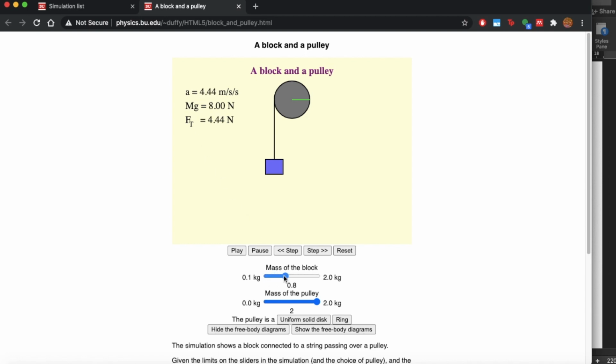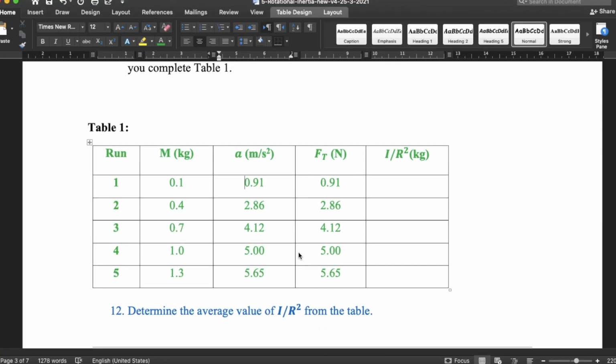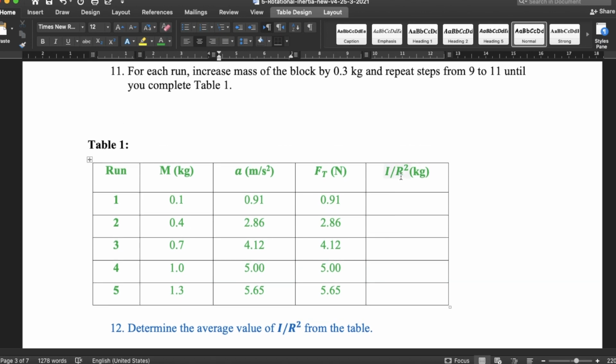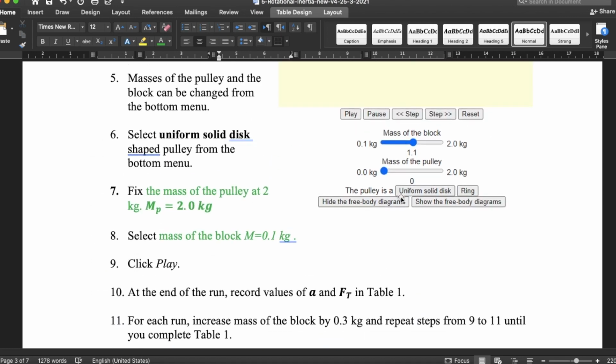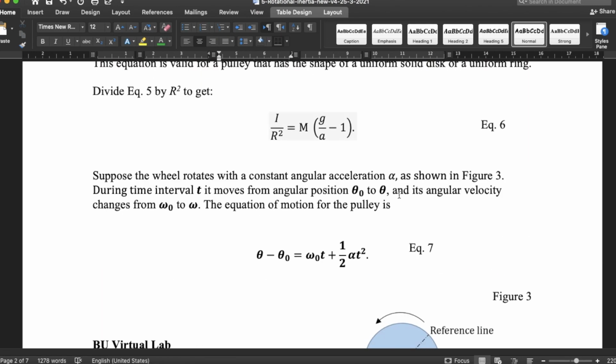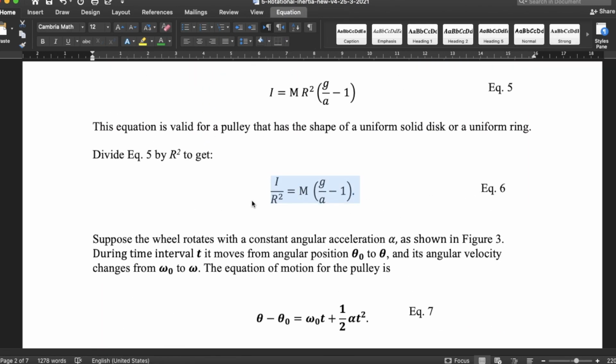Then 0.7 and so on. Okay. Up to 1.3 in my case. So after you complete the data, you have to calculate I divided by r squared using which equation? Using equation number 6, this one.